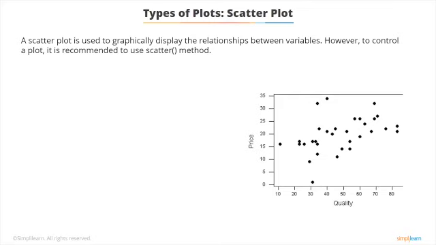Scatterplots. A scatterplot is used to graphically display the relationship between variables. A basic plot can be created using the plot method. However, if you need more control of a plot, it's recommended that you use the scatter method provided by the matplotlib library. It has several advantages.